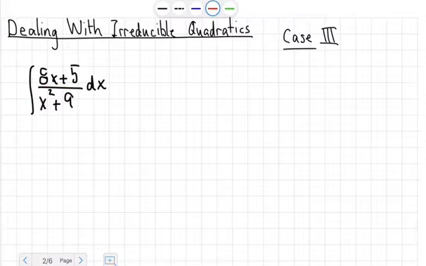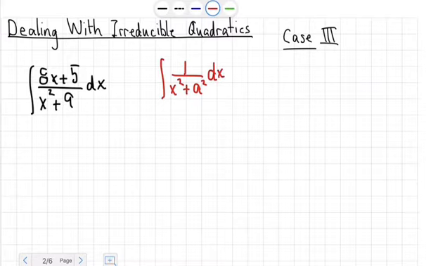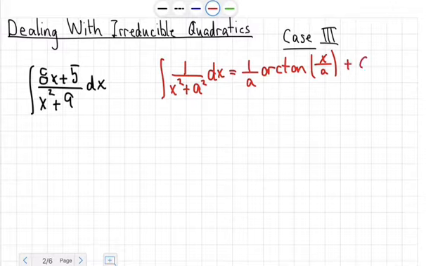And the first thing we want to remember from the last video is this rule: if we're doing the integral of 1 over x squared plus a squared, we proved this is always going to be 1 over a arctan of x over a. And so this is what we're going to rely on.